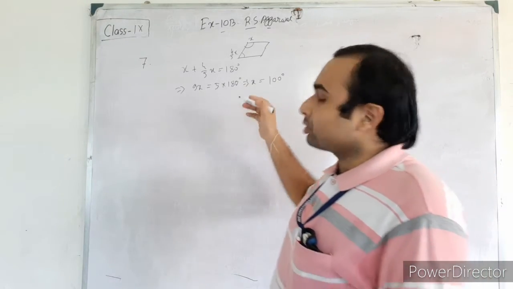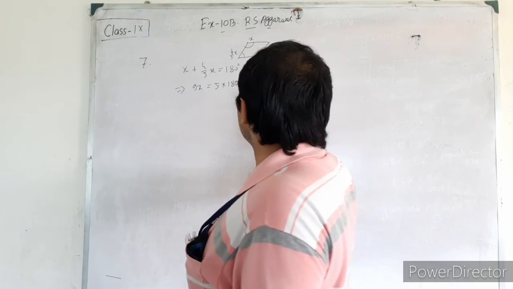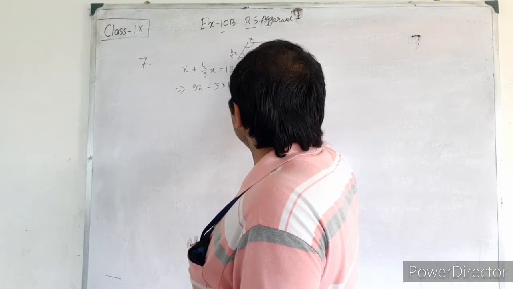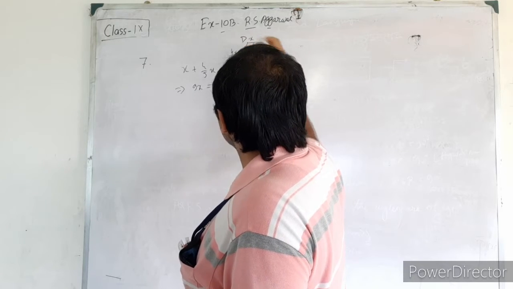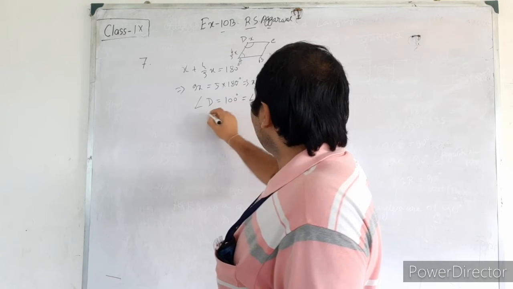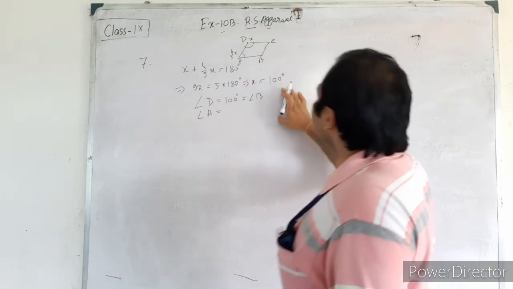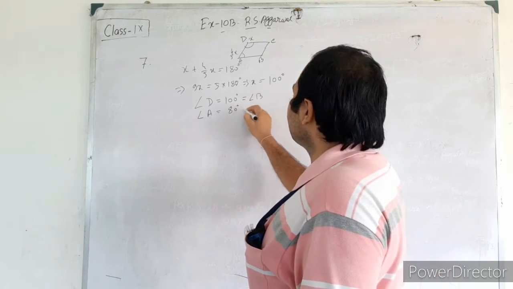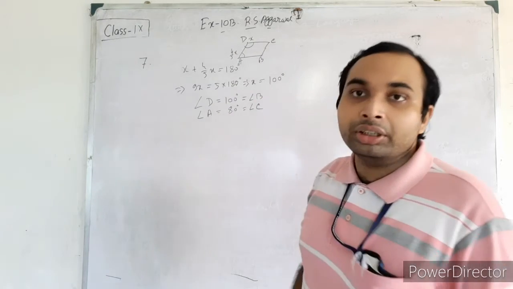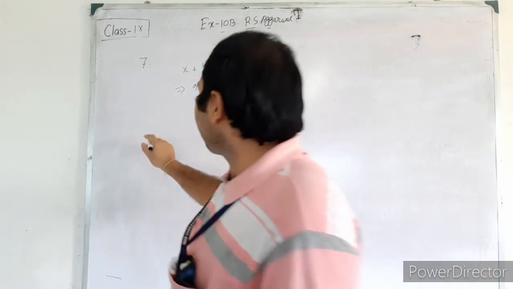So when x equals 100 degrees, they have asked to find the angles of the parallelogram. If we name it ABCD, angle D equals 100 degrees equals angle B, and angle A equals 4/5 of 100, that means 80 degrees, which equals angle C. So this is the answer. Very easy problem.